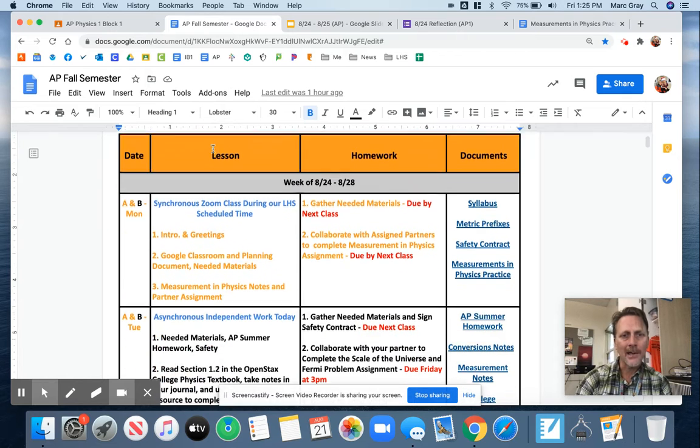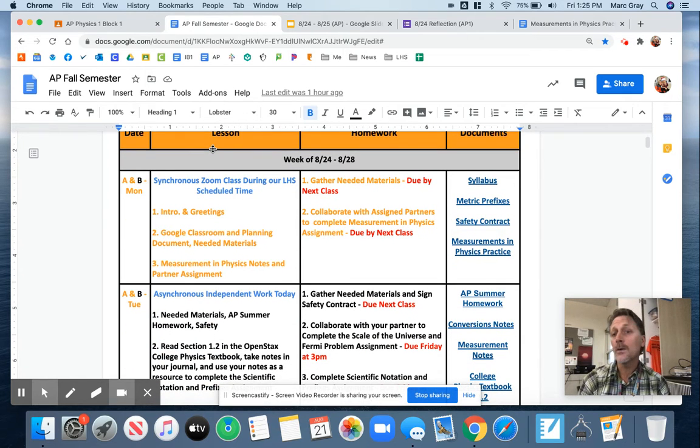Notice that the planner itself is just a Google Doc that is hyperlinked with a bunch of different resources that we use in class. You'll see those on the right-hand side under the documents. We're also going to have a lesson and a homework section, and you'll be able to see what we're doing today and tomorrow. Really, for this whole quarter, you'll be able to see our work just by referring back to this document. So spend some time getting to know this document.